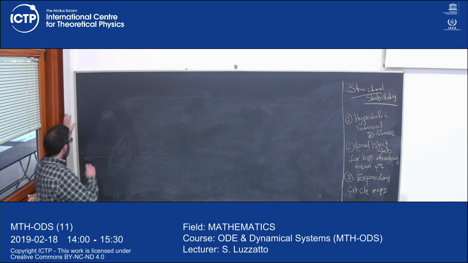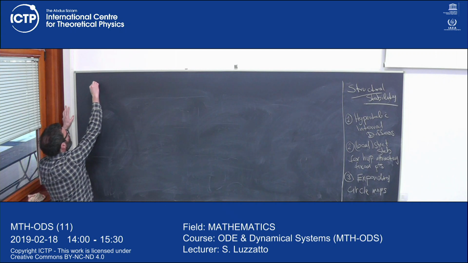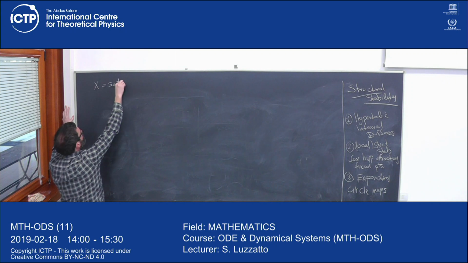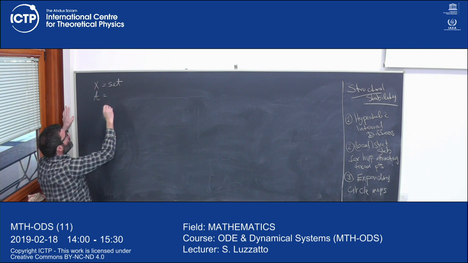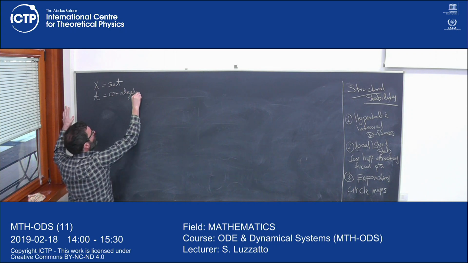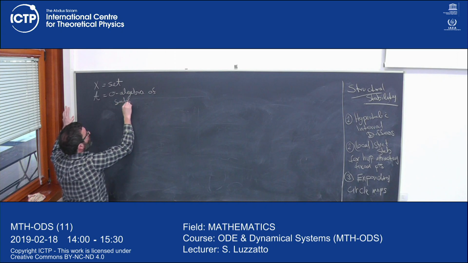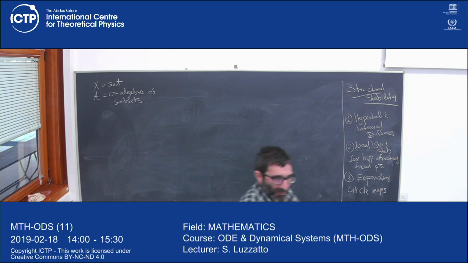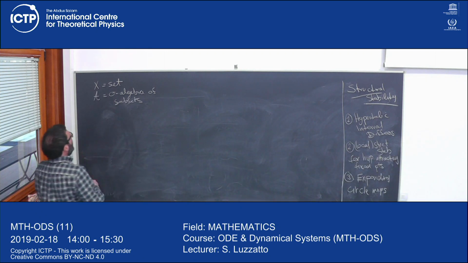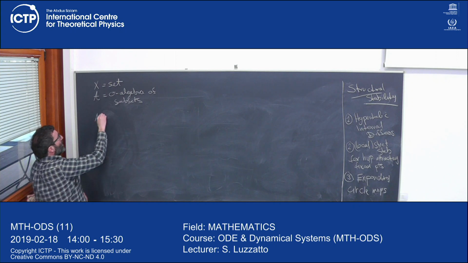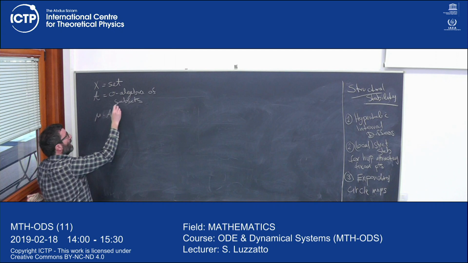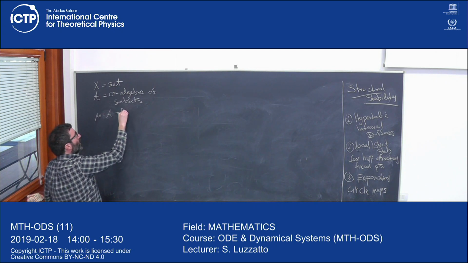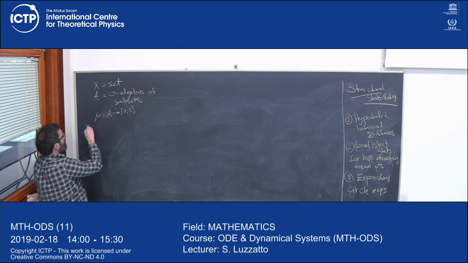So we have a space. X is some set. And we have A, a collection of sets called the sigma algebra of subsets of X. What are the properties of a sigma algebra? You all know the properties: intersection, union, countable intersection, countable union. And then we have a function from the sigma algebra to, let's say, [0,1], which is a probability measure.